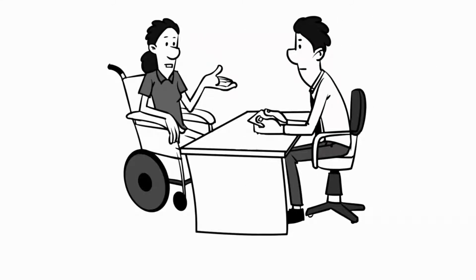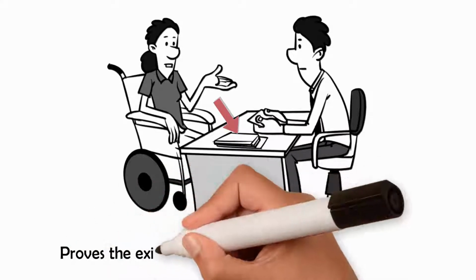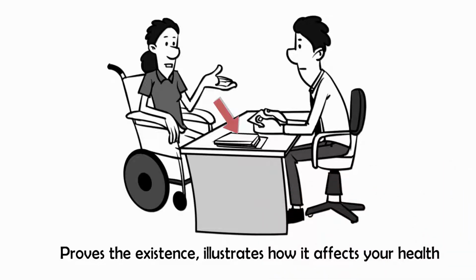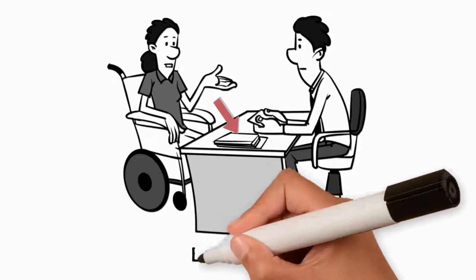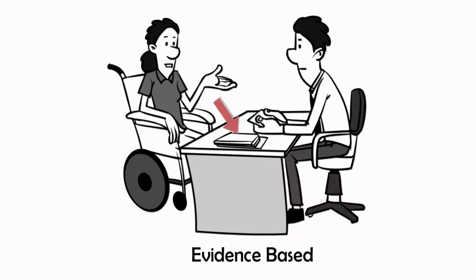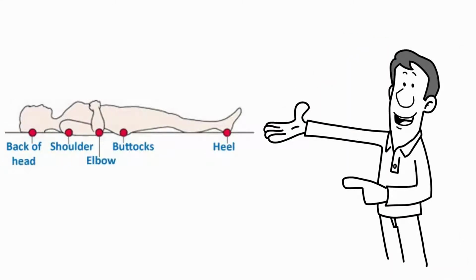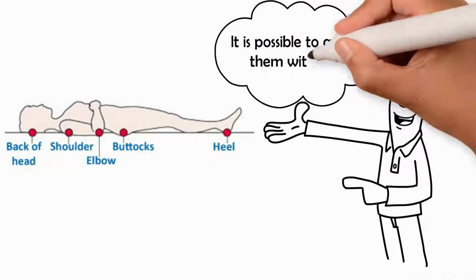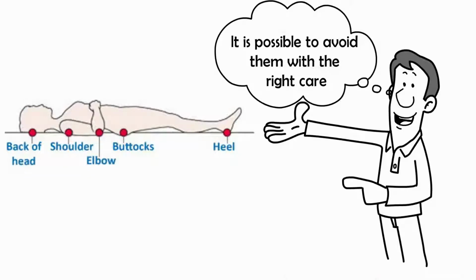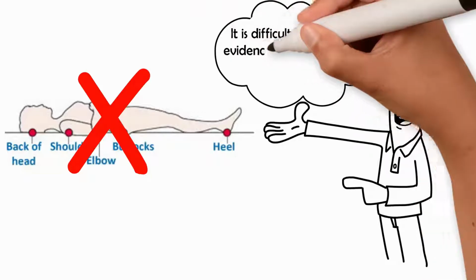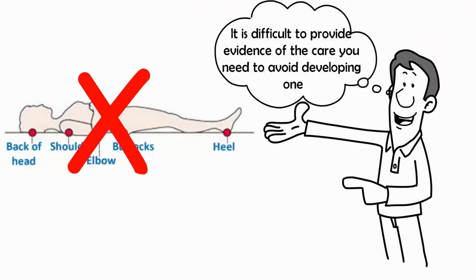When you are telling the assessors about your care needs, it is not enough to simply mention them. You must gather evidence that proves their existence and illustrates how it affects your health. In other words, the scores need to be evidence-based. This isn't always easy. For example, we are very susceptible to pressure sores, but with the right care in place, it is possible to avoid them. If you are clear of pressure sores at the time of your assessment, it is difficult to provide evidence of the care you need to avoid developing one.